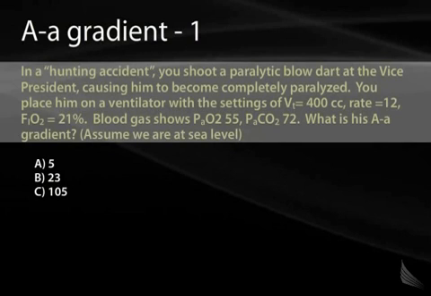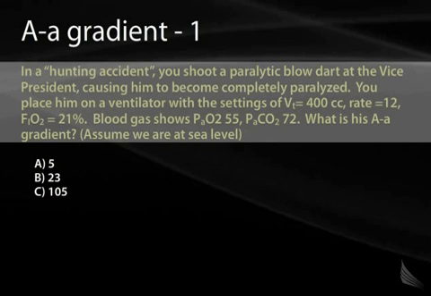In a hunting accident, you accidentally, of course, shoot a paralytic blow dart at the vice president, causing him to become completely paralyzed. Luckily, you've got a ventilator with you. You place him on the ventilator with settings of a tidal volume of 400, a respiratory rate of 12, and FiO2 of 21%. You do a blood gas, and it shows a PaO2 of 55 with a PaCO2 of 72.